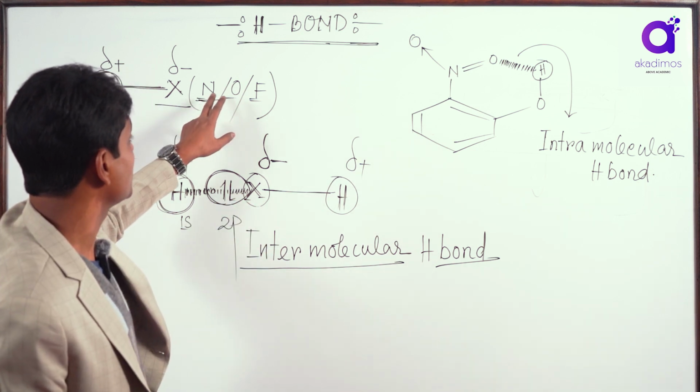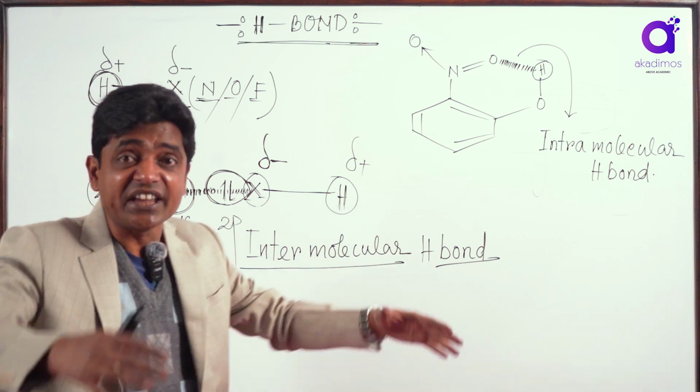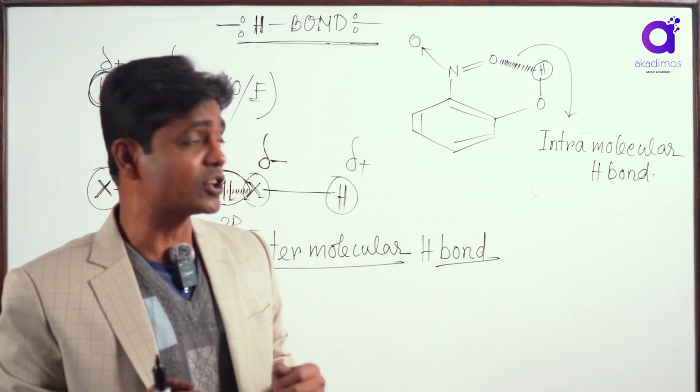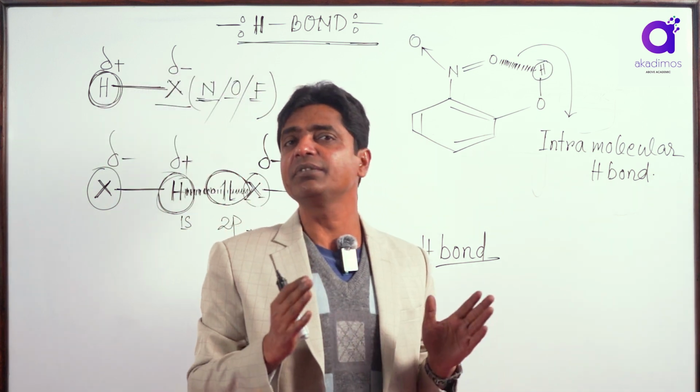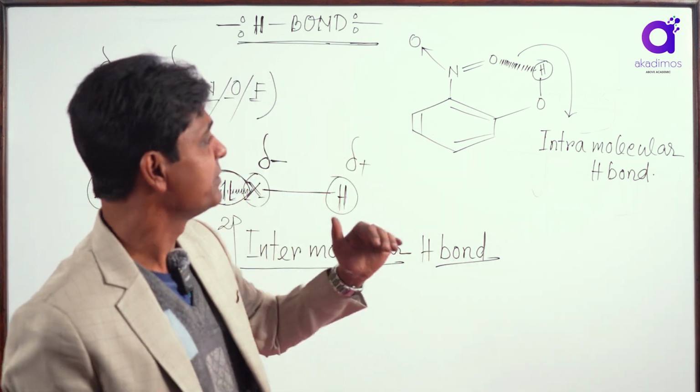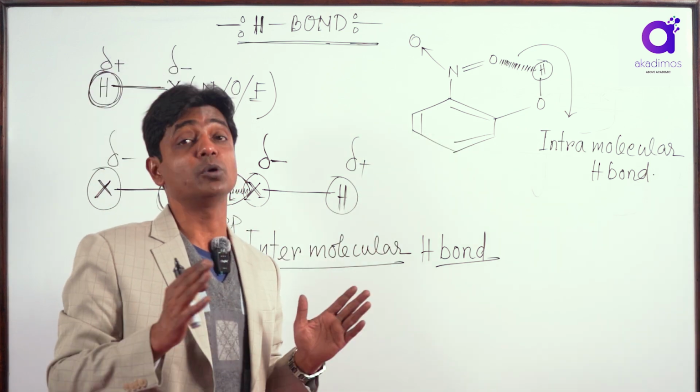If I take phosphorus or sulfur or chlorine, the size increases, and due to the increase of size, the overlap integral decreases, and you will not get an effective hydrogen bond with high energy, like 40 to 50 kilojoule per mole. Remember this.